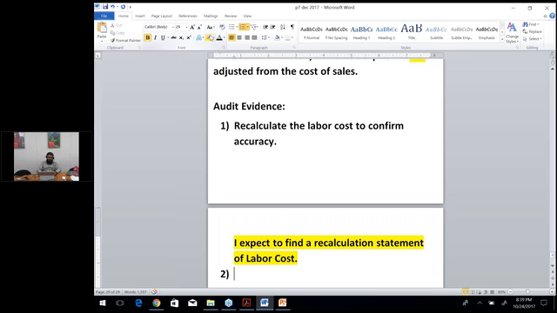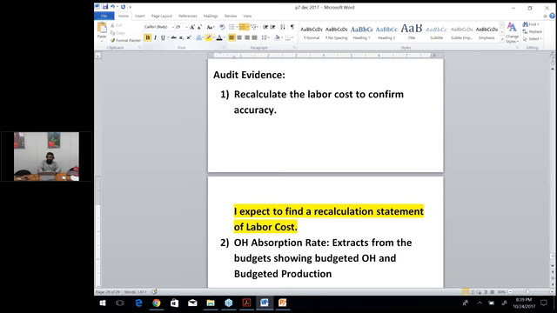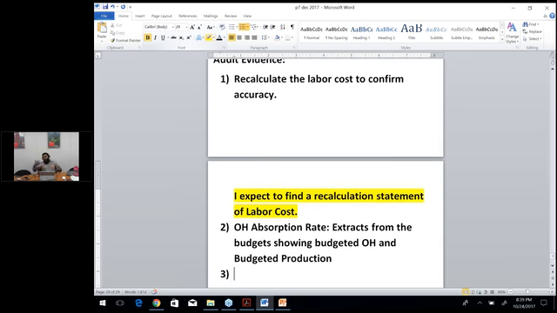Now next is the overhead absorption rate. So you need to extract from the budgets showing budgeted overhead and budgeted production. So you would expect to find the extract from the budgets.